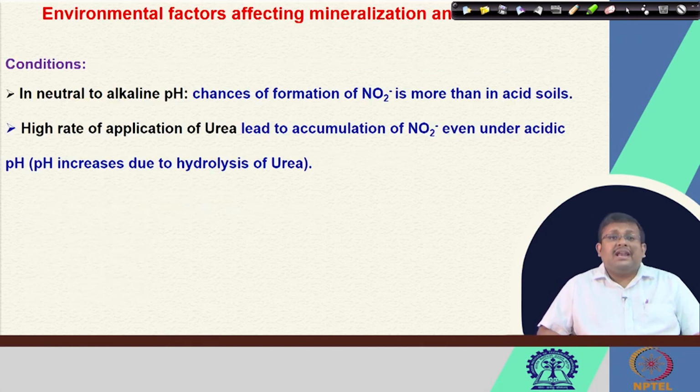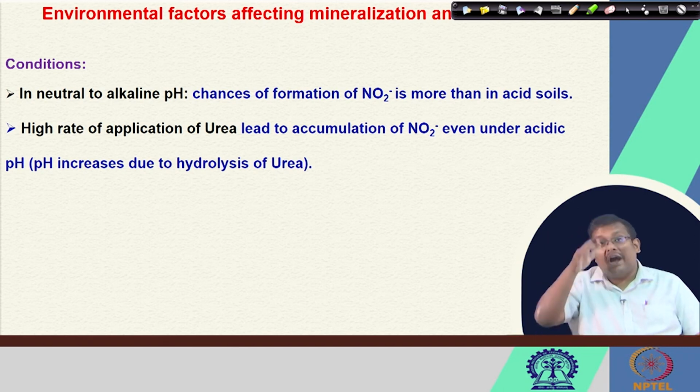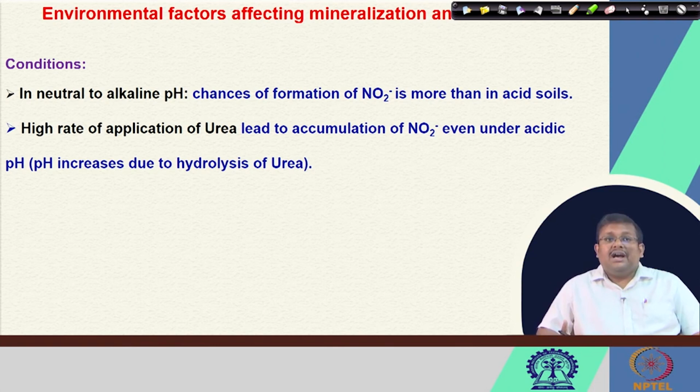Now, in neutral to alkaline pH condition, the chances of formation of nitrite are more than in acid soil. So, in alkaline condition, the chance of formation of nitrite is more than in acid soil. And when we go for a high rate of application of urea fertilizer, that can result in the accumulation of nitrite even under acidic pH condition, because the pH increases due to hydrolysis of urea. So, when you apply urea into acidic pH soil, that can increase the pH by the hydrolysis of urea, and ultimately that results in the accumulation of nitrate.